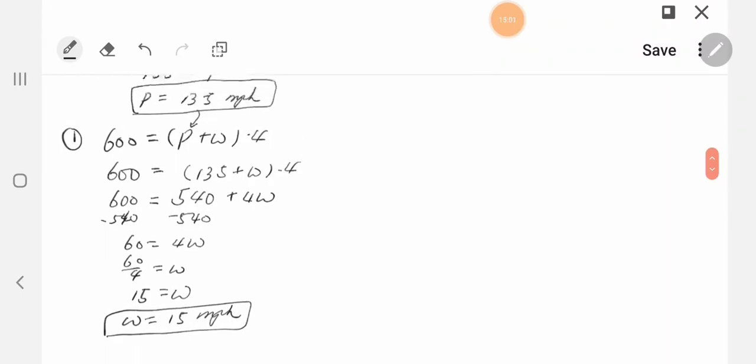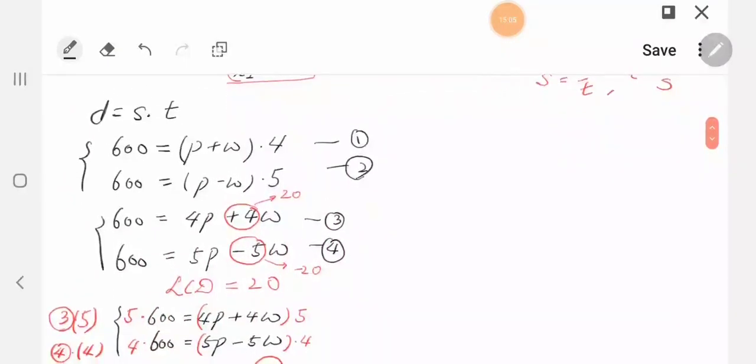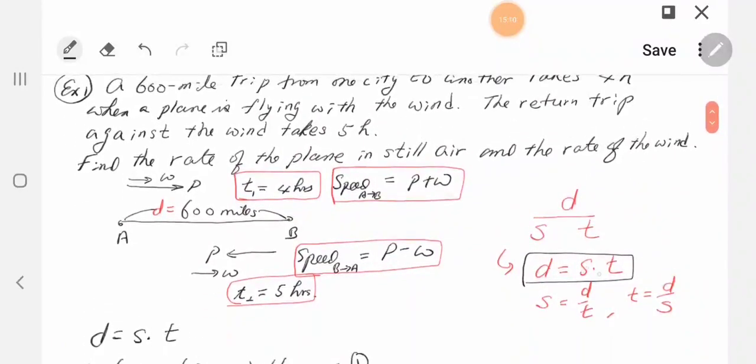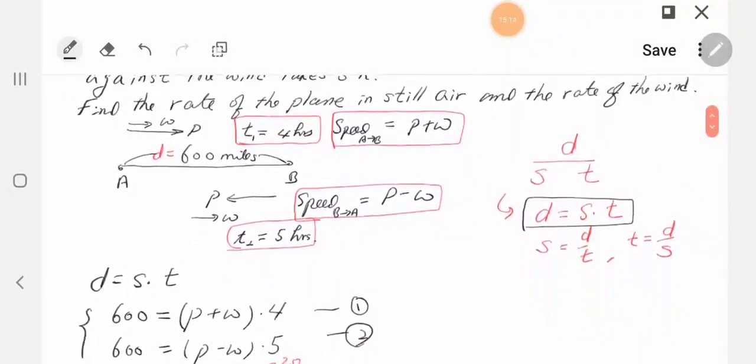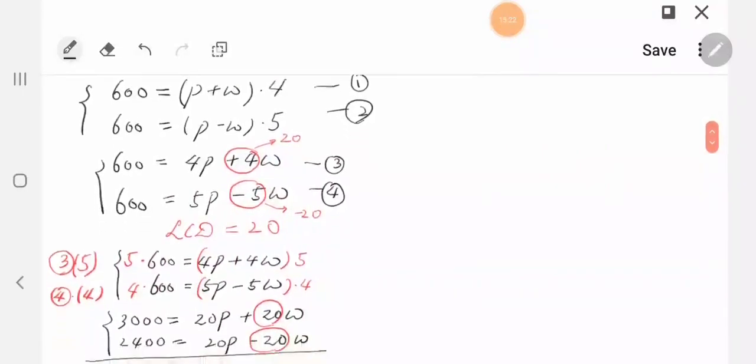Okay, so we have found two speeds, the plane speed and the wind speed. So the most important thing is what? Use the distance formula. Distance is speed times t, and the total speed going with the wind is the sum of two speeds, going against the wind is the difference of two speeds. So we have two equations.